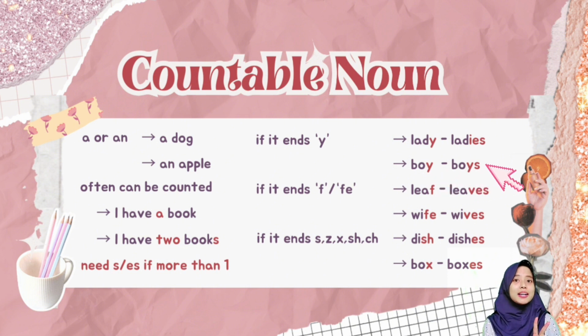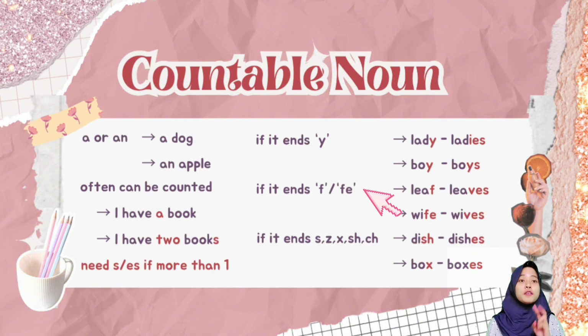Boys. The second is if it ends with f or fe, you can change f to v. For example, leaf. If we have more than one, you can use leaves. You must change f to v and add es at the end of the word. Wife. If we have more than one, you can use wives. The third is if it ends with s, z, x, sh, ch, you can add es at the end of the word. For example, dish. If we have more than one, you can use dishes. And box, or boxes, if you have more than one box.